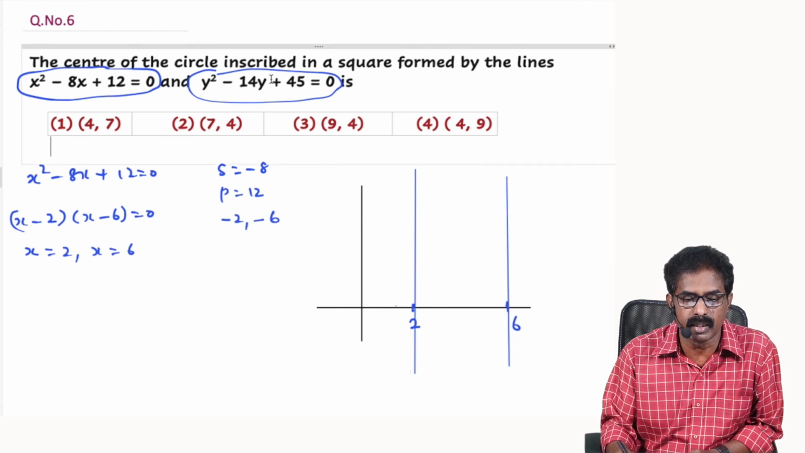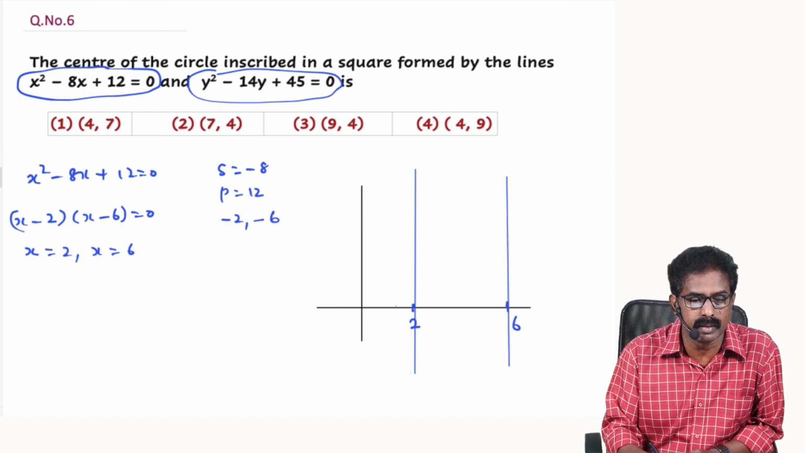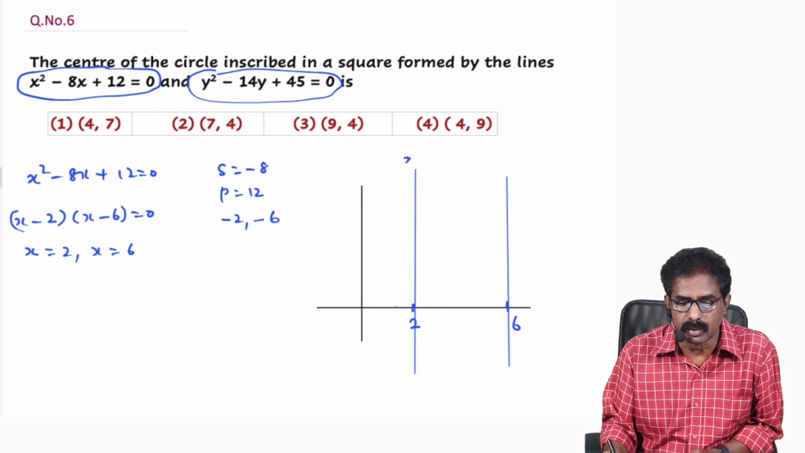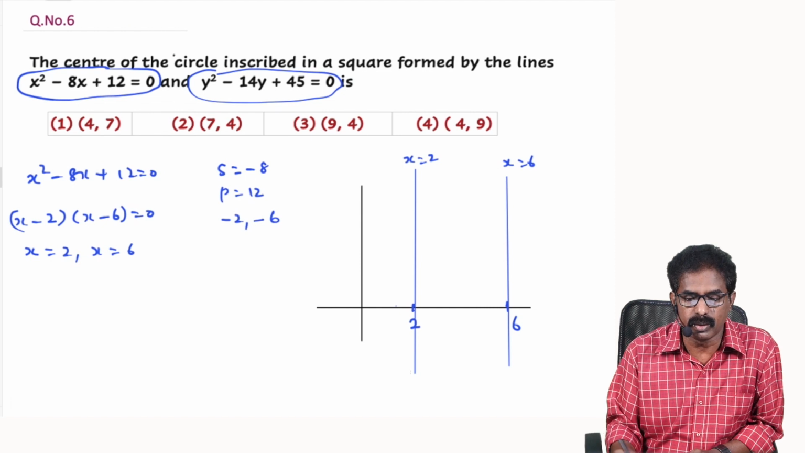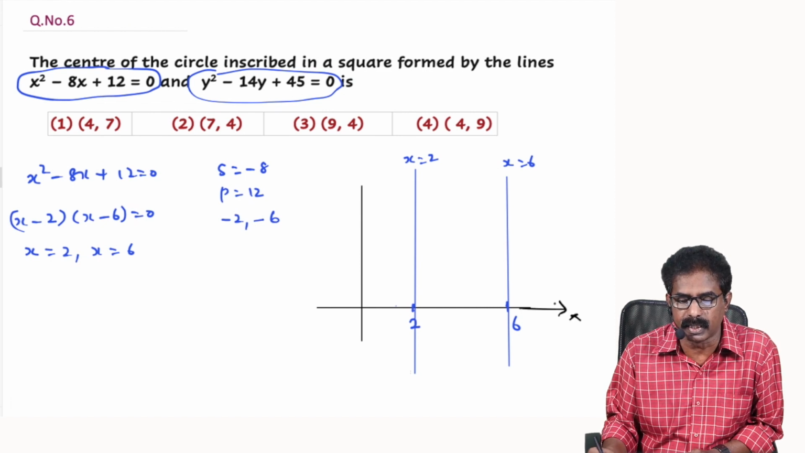The first line is what? x equal to 2 and x equal to 6. From the first equation you got the two lines. So this is the x-axis, y-axis, and this point is 0.